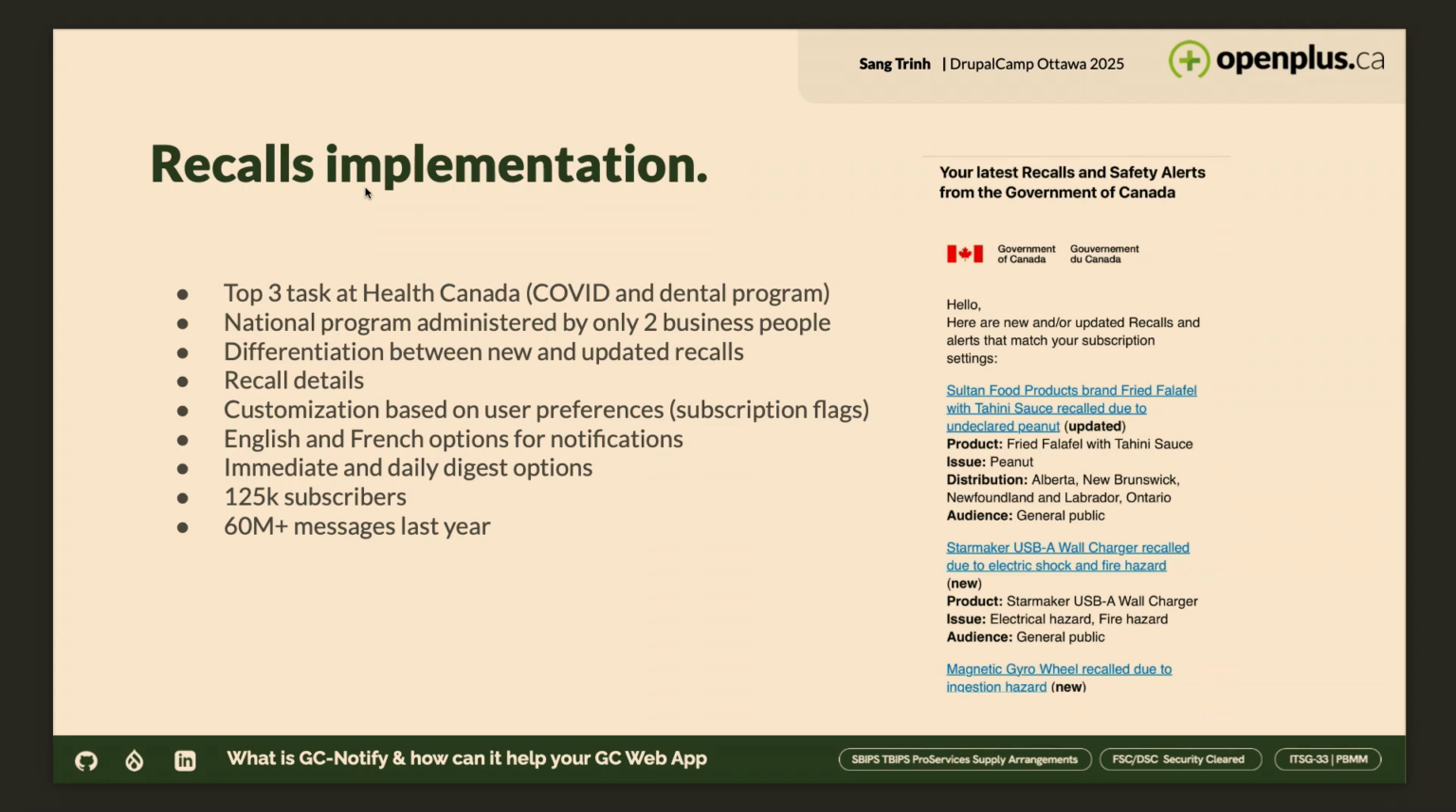So the system is capable of differentiating between new and updated recalls. If you get a recall for eggs, for example, salmonella, and it's a new recall, it'll have a label that says new. If that recall gets expanded later on, we have the ability to flag it as an updated recall. You can see the tahini sauce recall is an updated recall with that flag.